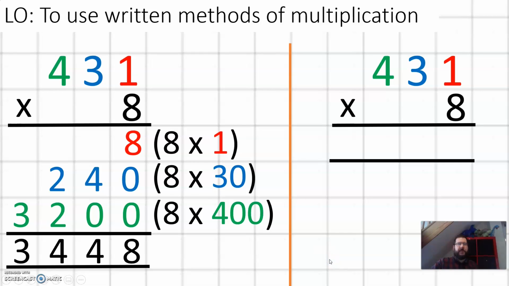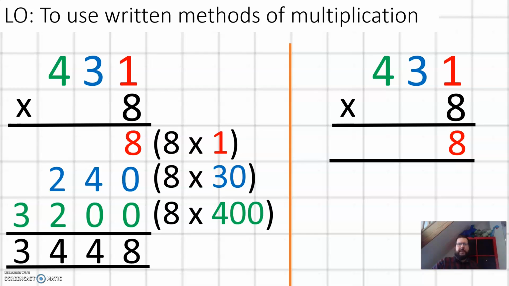So let's have a look at the column method of multiplication. On the left-hand side, you can see 431 multiplied by 8 using the expanded method of multiplication. On the right, I'm going to show you how to do the same calculation of 431 multiplied by 8 using the column method of multiplication. So this time what we're going to do, like before, is start with 8 multiplied by 1, which gives us 8, which you can see we put in the ones place value.